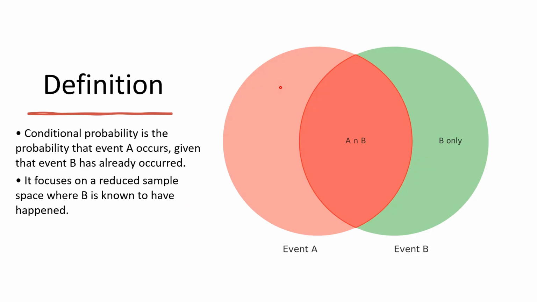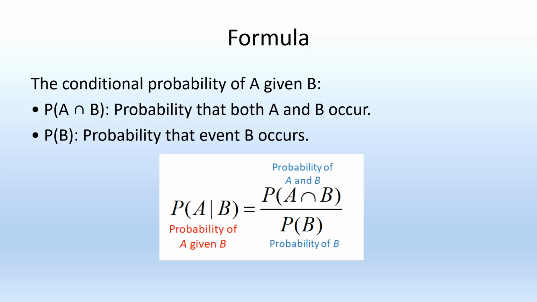So here's our event A in this Venn diagram. The green is event B, and this is going to be the intersection of A and B. So we write a formula, the conditional probability of A given B. The probability of A intersection B is the probability that both A and B occur, and the probability of B is the probability that event B occurs. So the way we write this is the probability of A given B, that's the notation.